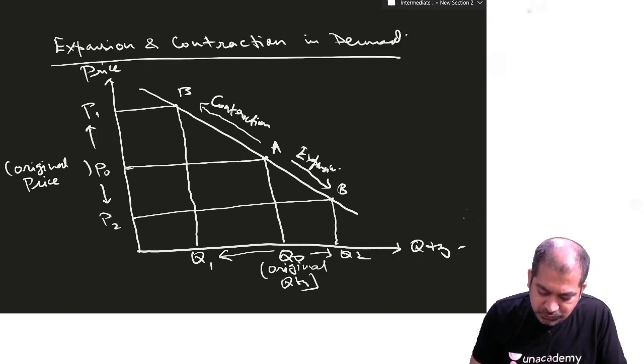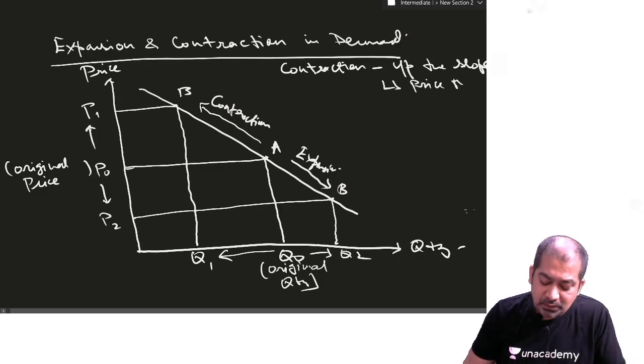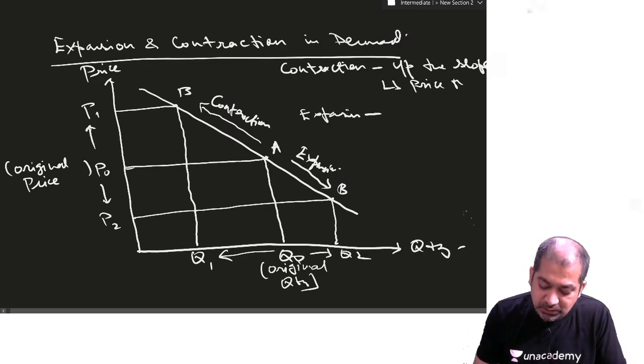All right. So just remember that when there is contraction, you move up the slope, and when you're moving up the slope, the reason for contraction is that the price is increasing. All right, contraction. When there is expansion, then you move down the slope. It means you see the price is falling from P0 to P2 and you're moving from point A to B. So you move down the slope, and this happens due to the fall in the price level.